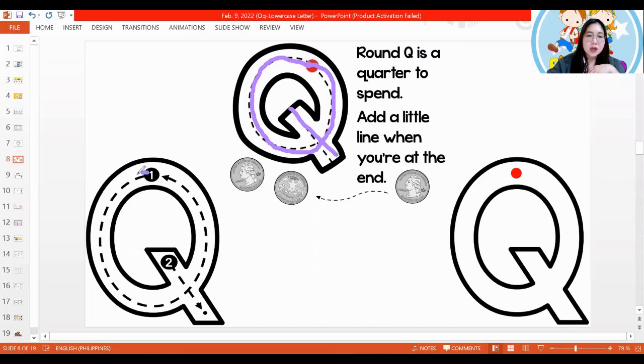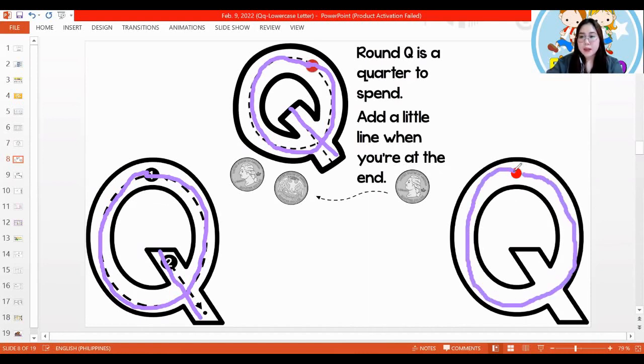Very good. Start at the top, go to the bottom, all the way up, and we close, and a slanting line down. Very good. One more time. Make a big curve to the bottom, go all the way up, close, and a slanting line down, and we have capital letter Q. Very good.